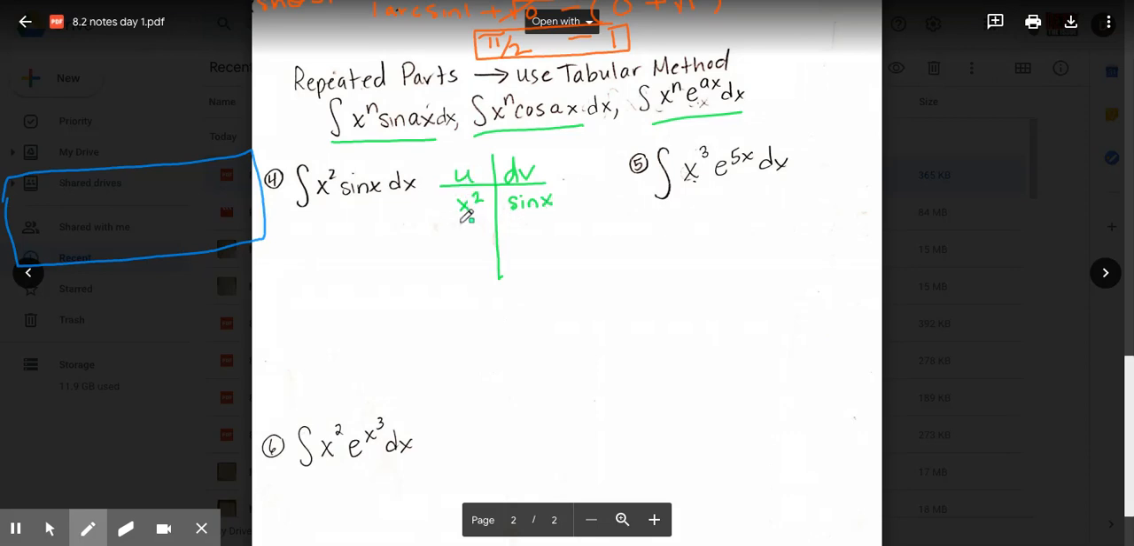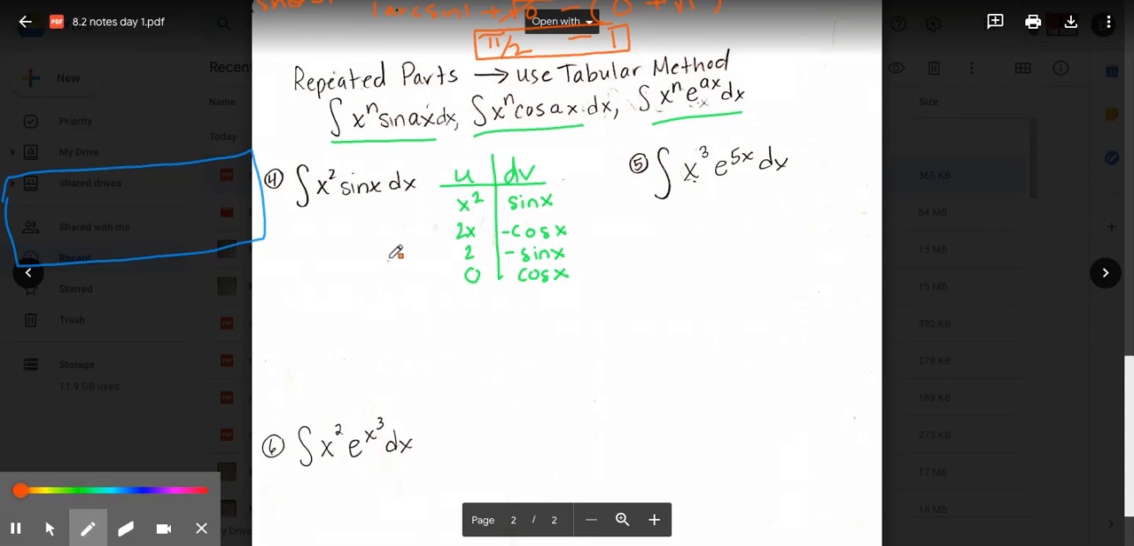So your U, what you're going to do is keep deriving till you get down to 0. That's how you know you're done. Your dV, you're going to integrate as many times as it took to derive to get down to 0. So I'm going to have to integrate one time here, so I get negative cosine x. Be careful when you integrate the signs. When I integrate negative cosine, I get negative sine. And when I integrate again, I get cosine. Okay? So I integrated the same number of times as I derived to get down to 0.